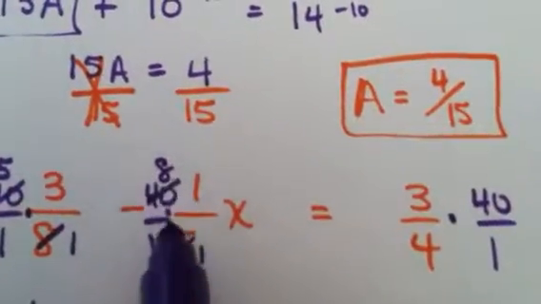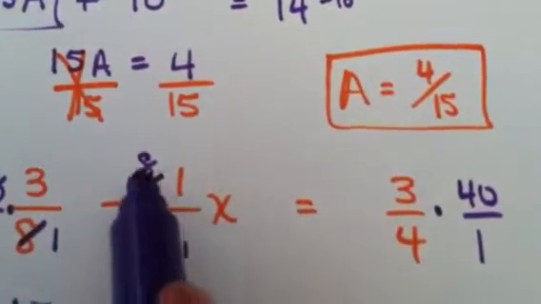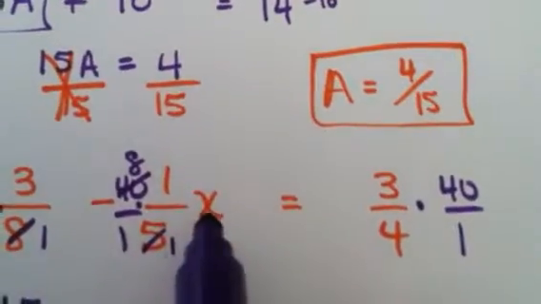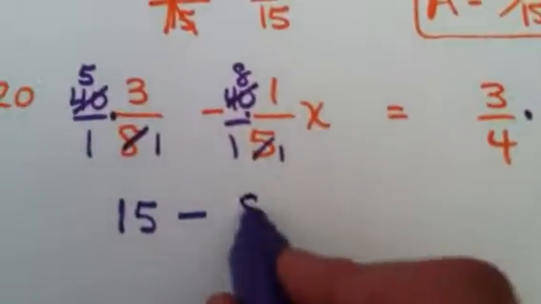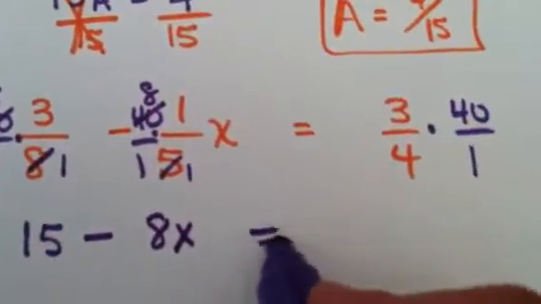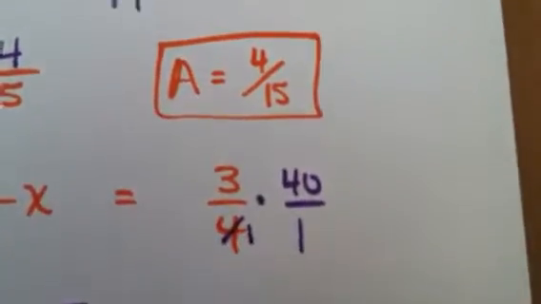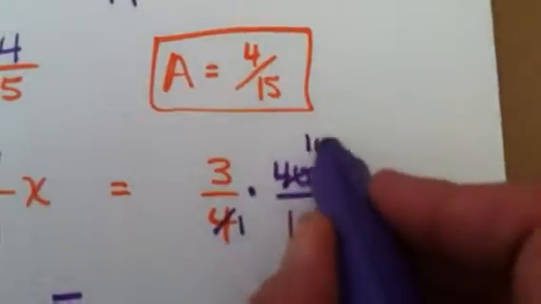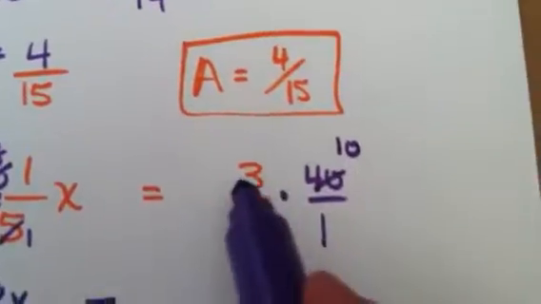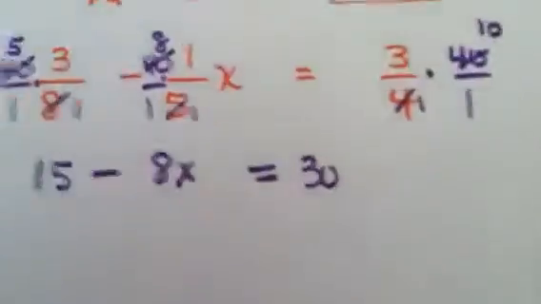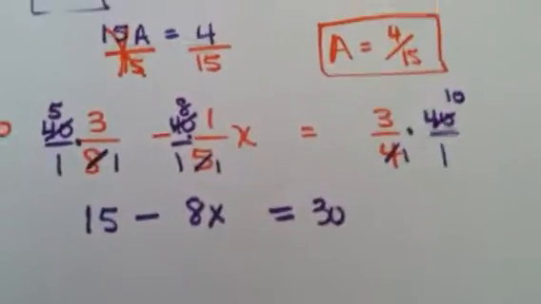So I have 8 times 1. And notice it's an 8 times 1x, so I'm going to get 8x equals, okay, do this again. 4 goes into 4 once, 4 goes into 40 10 times. So I have 10 times 3, or 30. Okay, so right down here is what we've got so far.